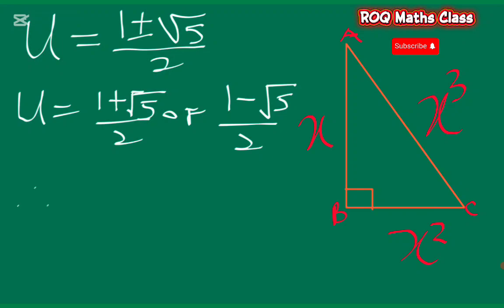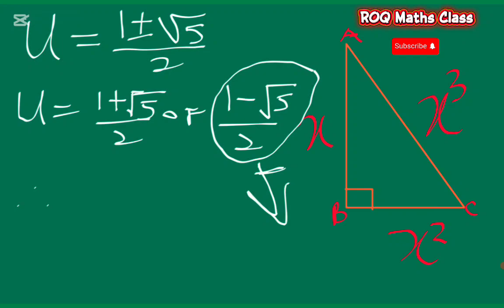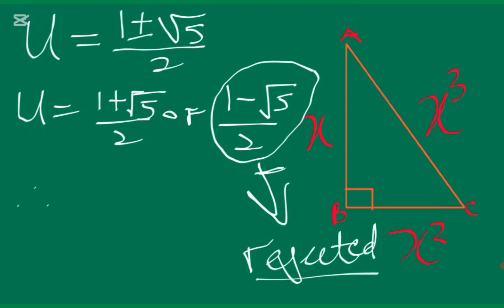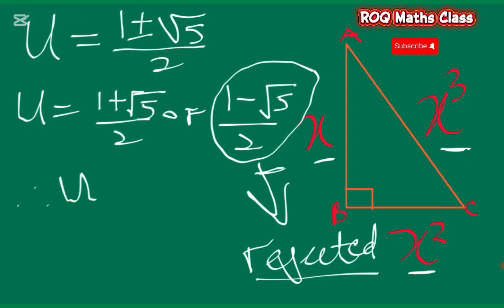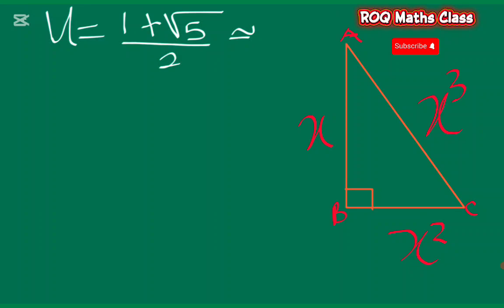So therefore, we are going to reject this one because once we find the value of this, it's going to be less than 0. So this is rejected, because from our given question, the value of x must be greater than 0. So we're going to reject this second root. So we consider our u to be equal to 1 plus the root of 5 all over 2.